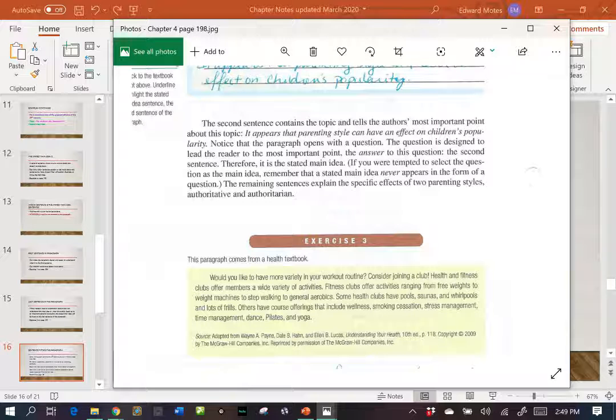All right, so here's an example of where our stated main idea is in the middle of the paragraph. The first sentence isn't even a statement, it's a question. It ends with a question mark. All right, so what's the answer to that? It's not going to be that shorter second sentence, consider joining a gym. We want the full topic and stated main idea. That's going to be our third sentence. So what's our topic? We're talking about health and fitness clubs, and what can they do? They offer members a wide range of activities. And so the rest of that paragraph is what those activities are.